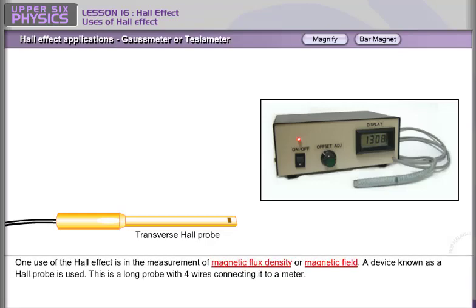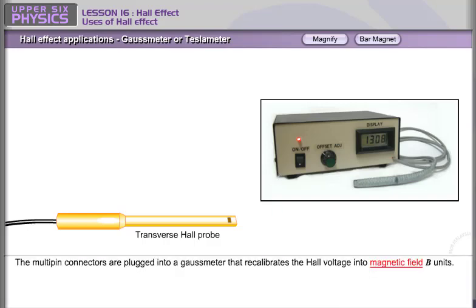One use of the Hall effect is in the measurement of magnetic flux density or magnetic field. A device known as a Hall probe is used. This is a long probe with 4 wires connecting it to a meter. The multi-pin connectors are plugged into a Gauss meter that recalibrates the Hall voltage into magnetic field B units.